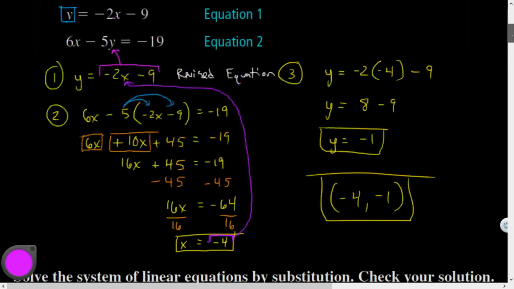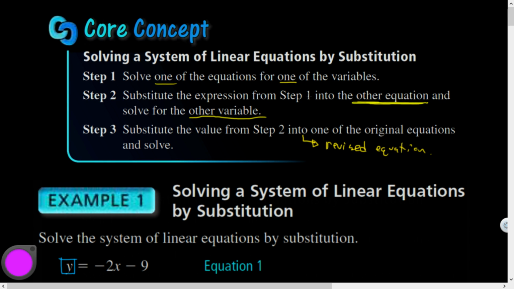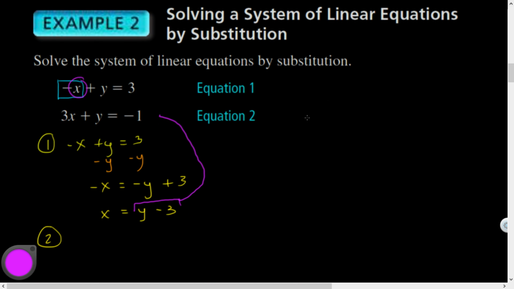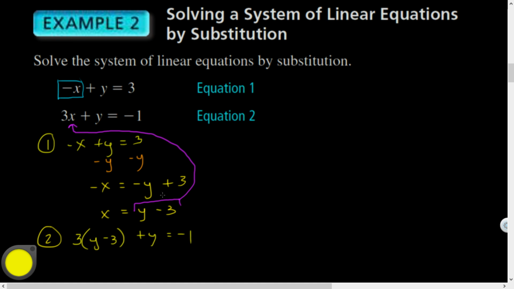What was the step? It said substitute the expression from step 1 into the other equation. All right, other equation. So, what do you guys think? Which one's the other equation in this case? Well, I solved the first equation this time, so the other equation is going to be this one. So I'm going to plug it into the second equation's x. Has to be the other equation. All right, so 3 times, and instead of x, I'm writing y minus 3. And then plus y equals -1. So notice x in its entirety has been replaced by y minus 3.